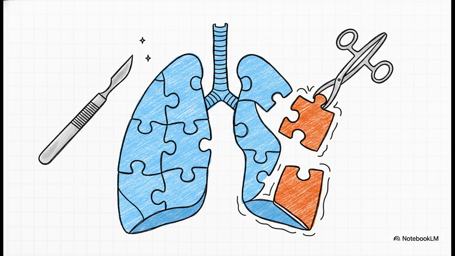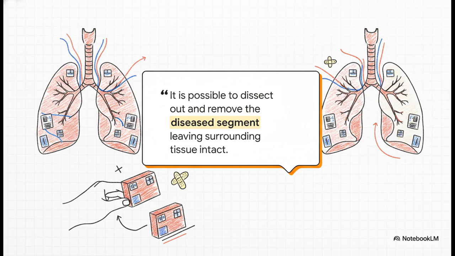Because the pulmonary veins so clearly mark the outer boundaries, and because each segment is functionally independent, a surgeon can carefully slice right along those outer connective tissue planes. By following the veins, they can isolate and remove just one single diseased wedge. As the source material so perfectly states, doctors can exploit this modular design to cure localized diseases.